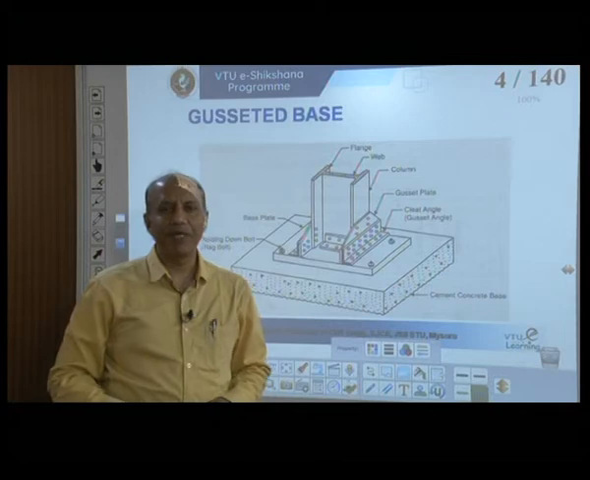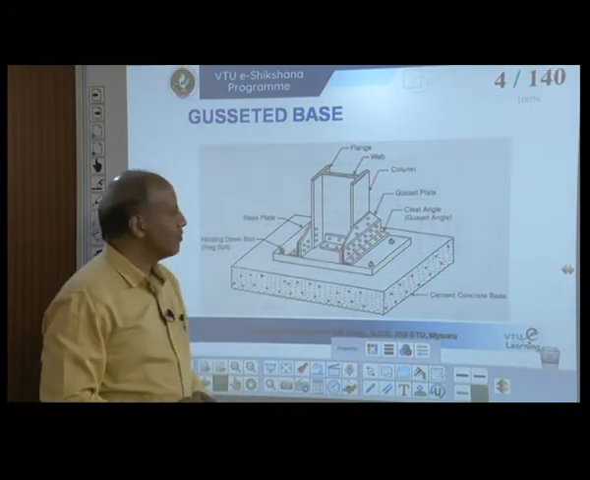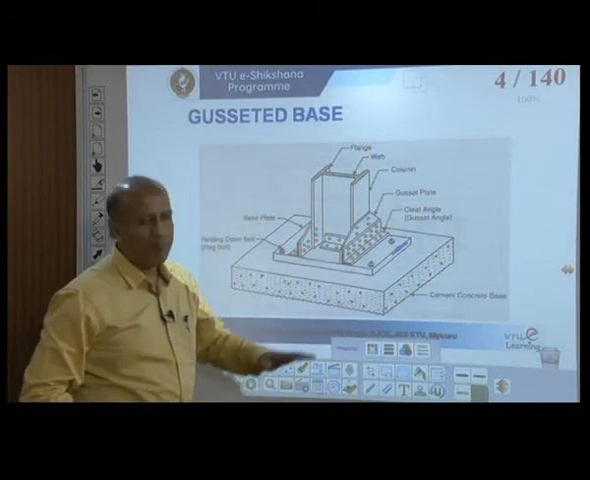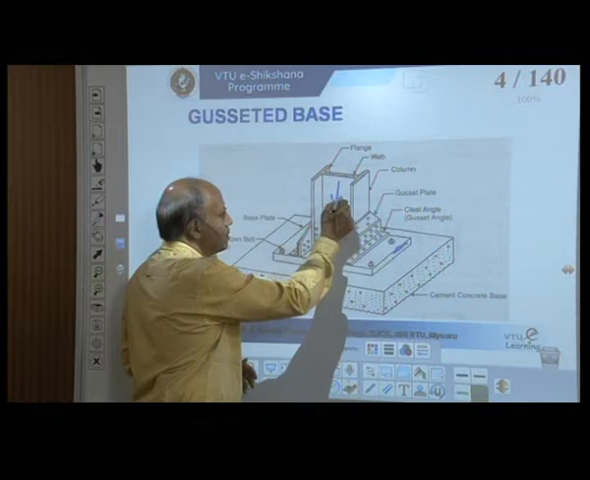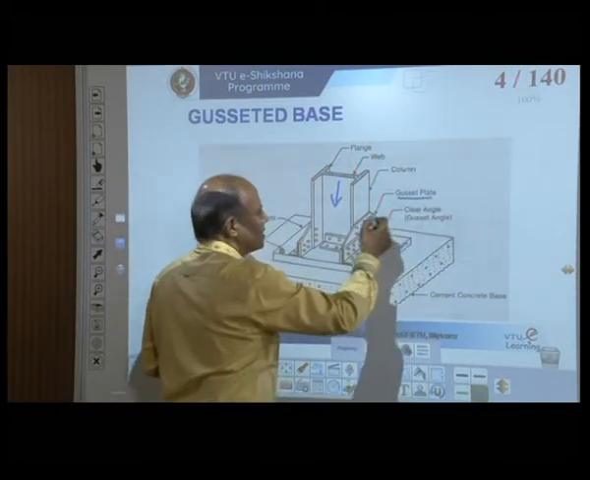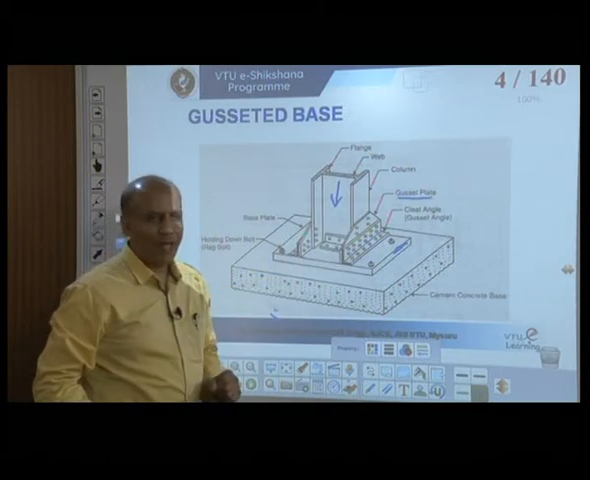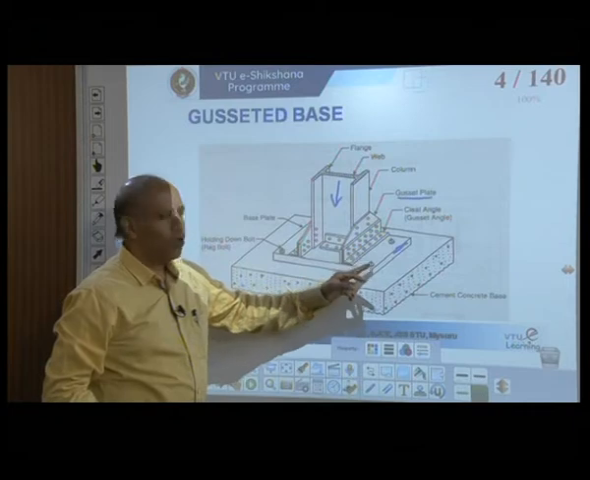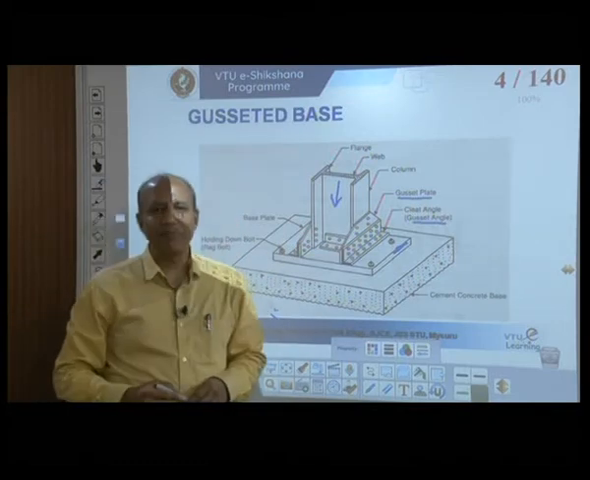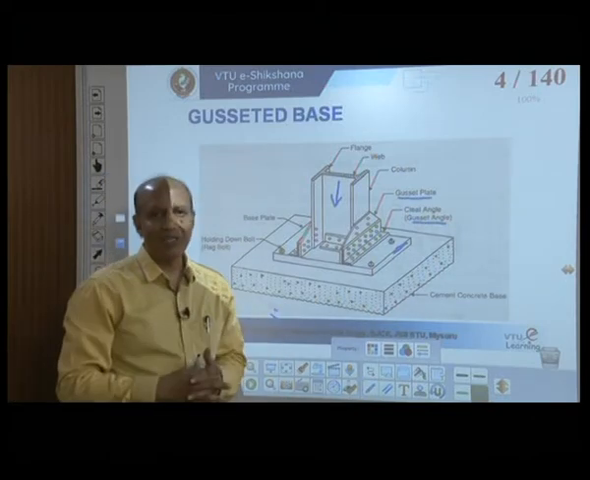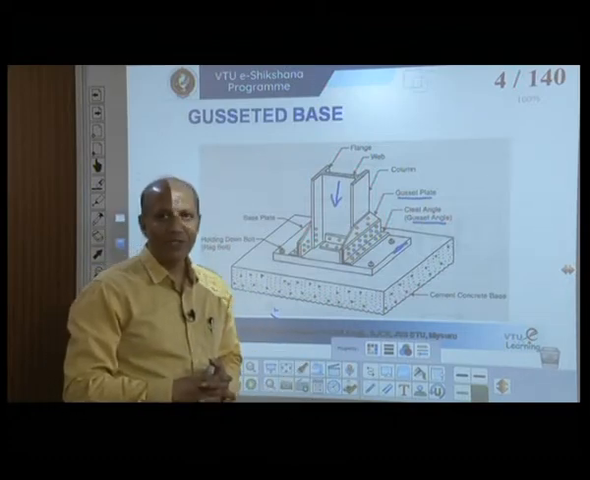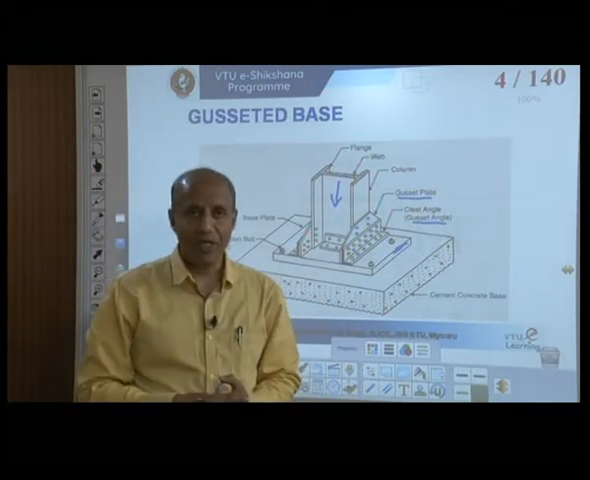I hope you have seen this particular picture in the last session also. Now, let us look at this carefully. We have a slab base here at the bottom. The column is trying to transfer the load onto this slab base, and the column is supported by a gusset plate on either side of the flanges, and to hold this flange with the slab base, we also have a gusset angle. So, in this particular problem, we are looking at the bolted connection for the gusset plate, and subsequently we will also see the analysis of the welded connection with respect to the gusseted base.